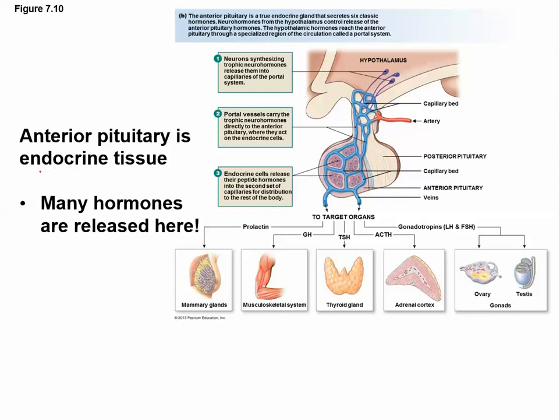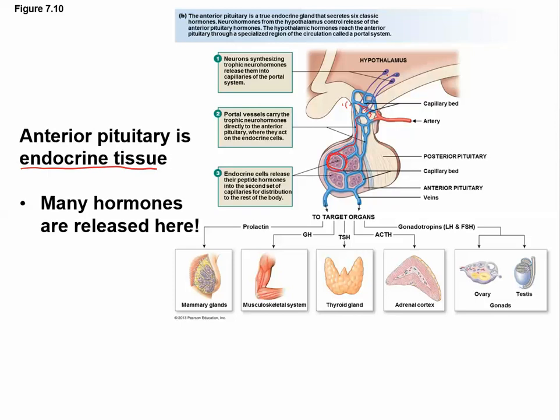Okay, so the anterior pituitary is legitimately endocrine tissue. These are not neurons that are going down into the anterior pituitary. This is what's called a portal system, or a network of blood vessels, or capillaries. So we call that a portal system. Here's the hypothalamus up here with its neurons, because this is brain tissue for sure, and it just releases it into blood up here, and then the blood carries it down to the other cells of the pituitary.